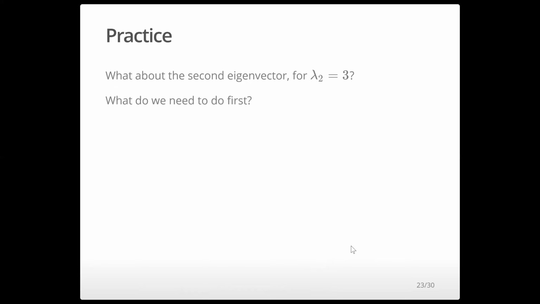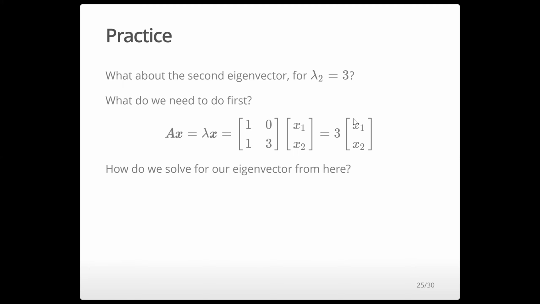So what about the second eigenvector for lambda 2 equals 3? What's the first thing we need to do here? Let's think about this. We need to get our A matrix times the eigenvector equals this eigenvalue times the eigenvector. So that's what we've got here. It looks like here's the A matrix, here's the eigenvalue. So we need to solve this equality.